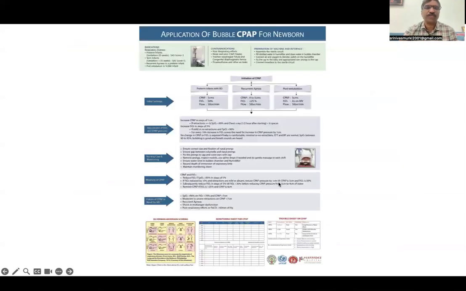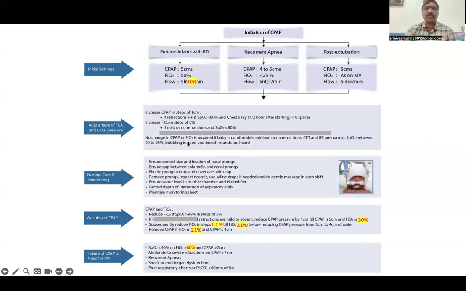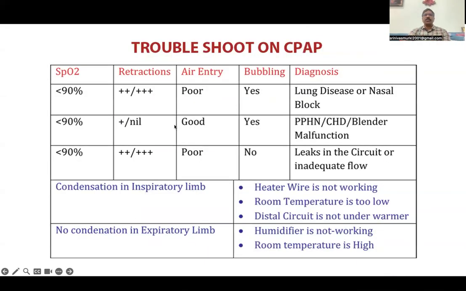the water in the humidifier chamber is distilled water or not. So this is a simple CPAP poster which can be there in all SNCUs so that you can know when to start, how to start, at what setting, how to titrate the pressures, FiO2 and flows, and what to do if there is a problem. This is how you start for preterm respiratory distress, for recurrent apneas and post-extubation, adjustments, monitoring, what you need to do, weaning and failure. So these are some troubleshoots.